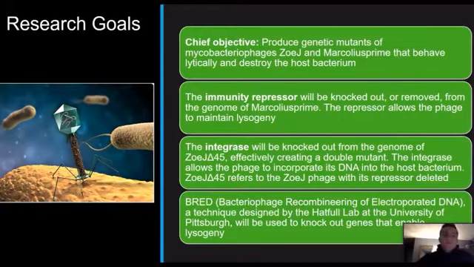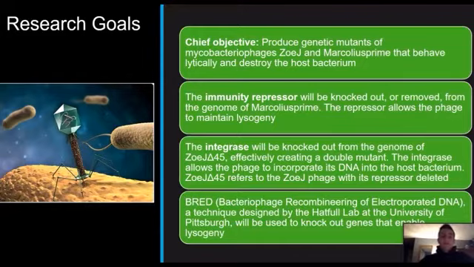And I'll be using a mutant strain of ZoeJ, the same mutant strain that Dr. Corneli knocked the repressor out of and that we discussed in the last slide that was used to treat that UK patient. I'll be knocking the integrase out of this mutant strain, so we'll effectively have a double mutant with the hope that it will increase the phage's ability to infect and kill bacteria and be used as a viable option for phage therapy. And how we will accomplish obtaining these mutant phage is through BRED, which we talked about on the first slide, bacteriophage recombineering of electroporated DNA.